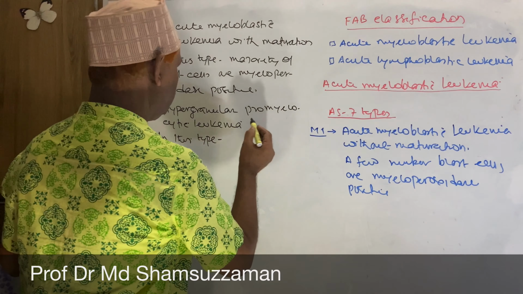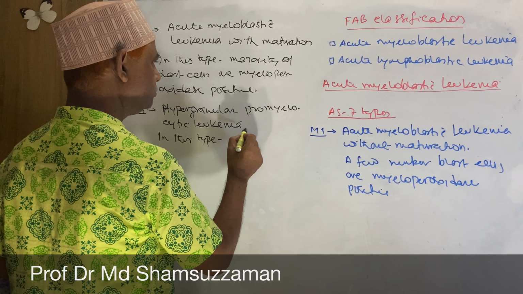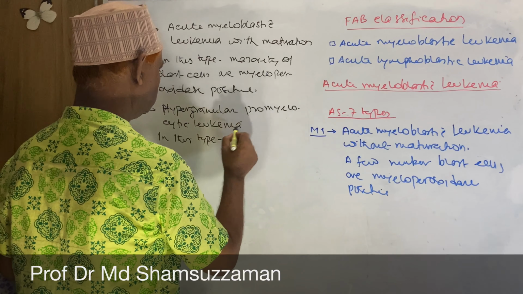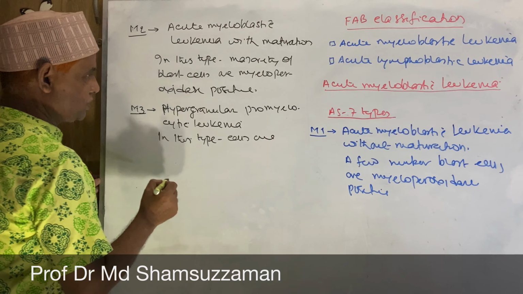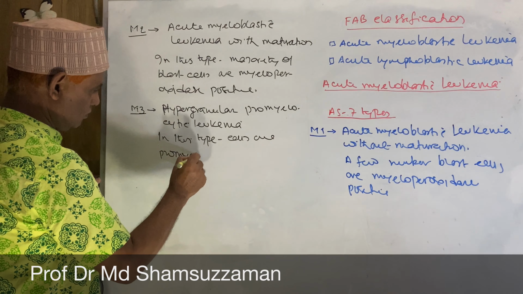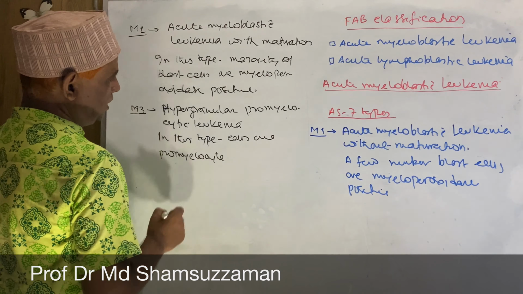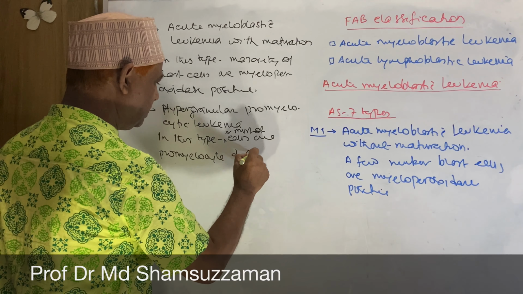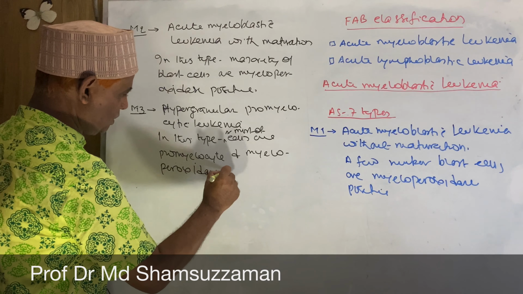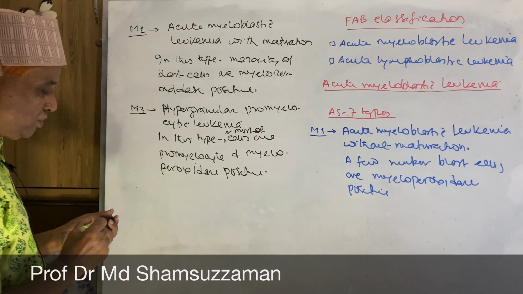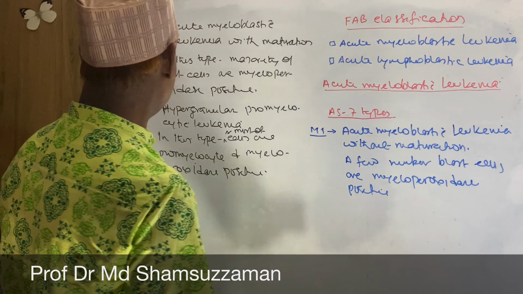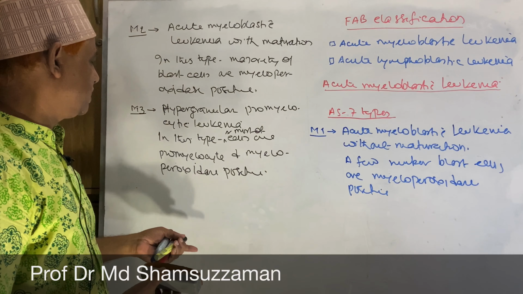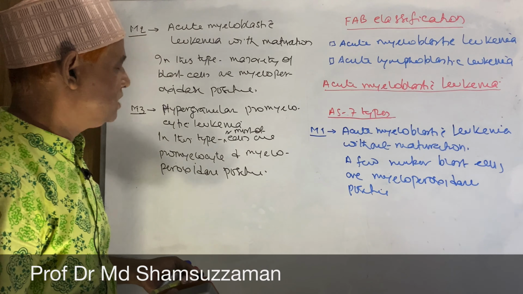So in this type, most of the cells are promyelocytes and myeloperoxidase positive. So in M3, it is called hypergranular promyelocytic leukemia. In this type, most of the immature cells are promyelocytes and the cells are myeloperoxidase positive.